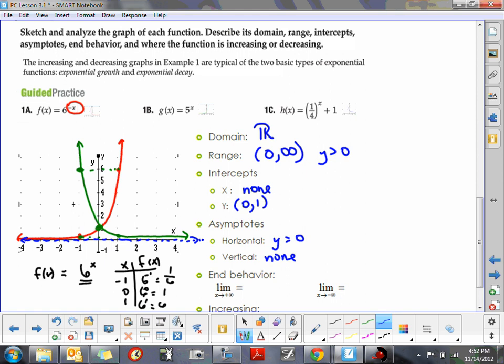The end behavior, as x approaches positive infinity, our green graph is approaching 0. As x approaches negative infinity, our green graph is approaching positive infinity.